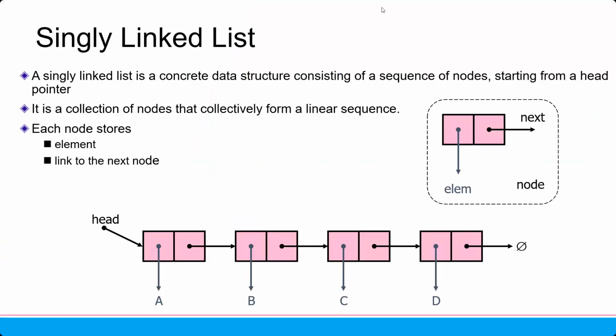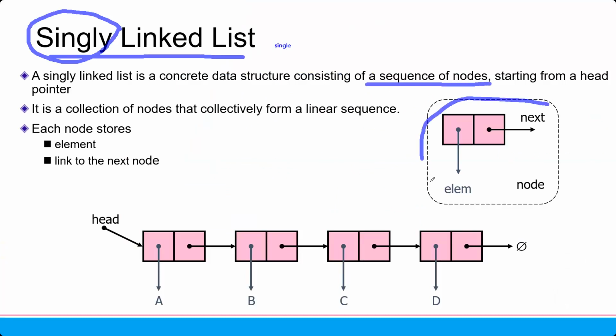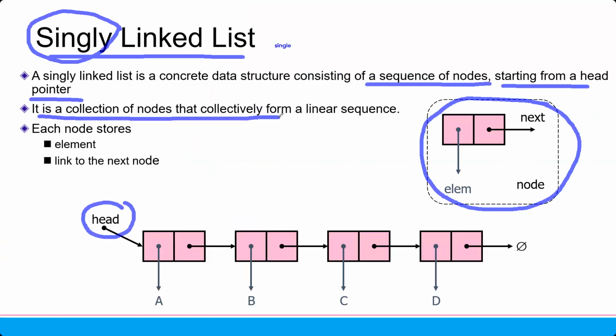First, we will learn about the singly linked list. Singly refers to single. We call it singly or single. It is a concrete data structure consisting of a sequence of nodes. So this is a node, starting from a head pointer. Okay, so we will learn about head. It is a collection of nodes that collectively form a linear sequence.